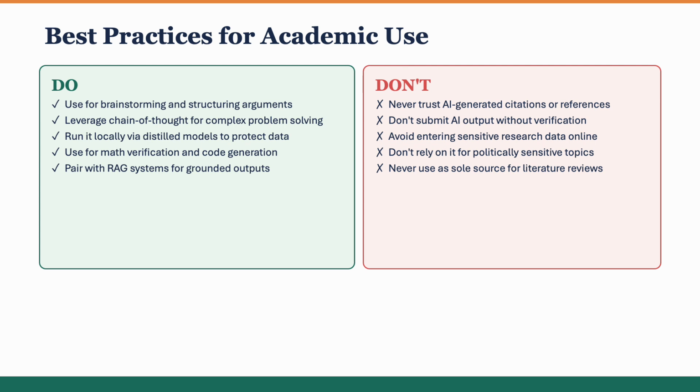Do not rely on it for politically sensitive analysis, given the documented content moderation under Chinese regulations. And do not skip the human review step. The 14.3% hallucination rate documented by the Vectara Hallucination Leaderboard means roughly 1 in 7 summaries may contain fabricated information.